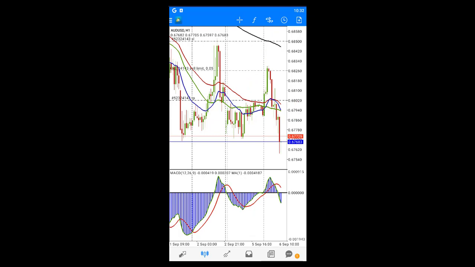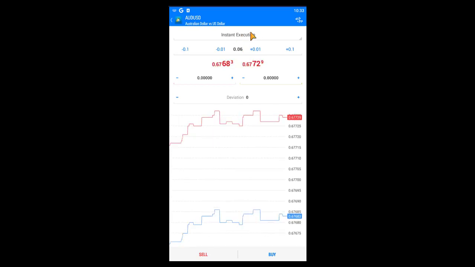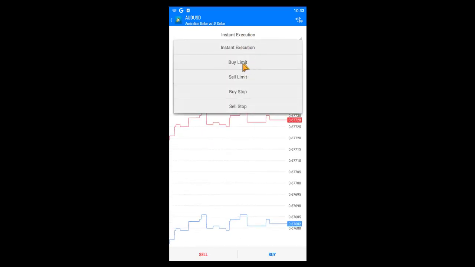So let's do it. So I'll click on this plus at the top right. Remember this plus is called new order. I will click. Then let's furnish. Let's say on this trade I want to do a 0.05. Okay, no, let's say 0.06. Okay, let's change it.